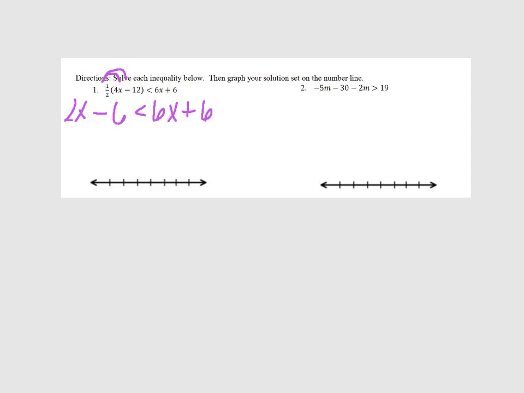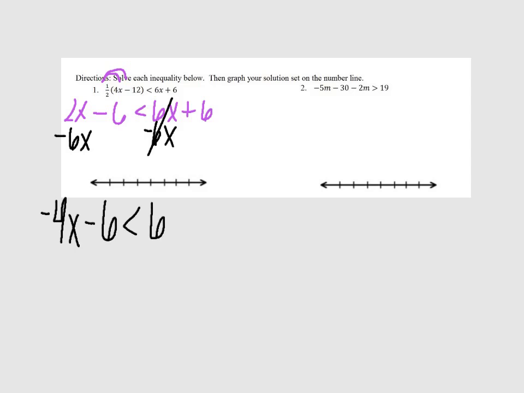Now I notice that I have x's on both sides of my inequality sign, so I'm going to move my right x to the left. The opposite of a positive 6x is negative 6x. My 6x's cancel, and on the left I have 2x minus 6x, which is negative 4x. Minus 6, my inequality sign, and then 6.